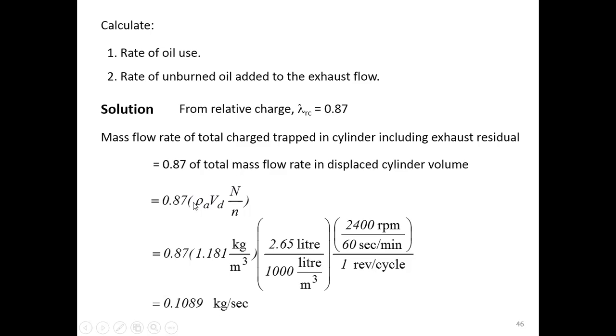If we know the density of the air, the displacement volume of the engine, the speed of the engine, and the number of crank revolutions, which here, for the two-stroke engine, the small n is equal to 1. We know the density of the air, the displacement volume they're given, and the speed of the engine. So from this, we know the mass flow rate of the total charge trapped in the cylinder, including the exhaust residual.